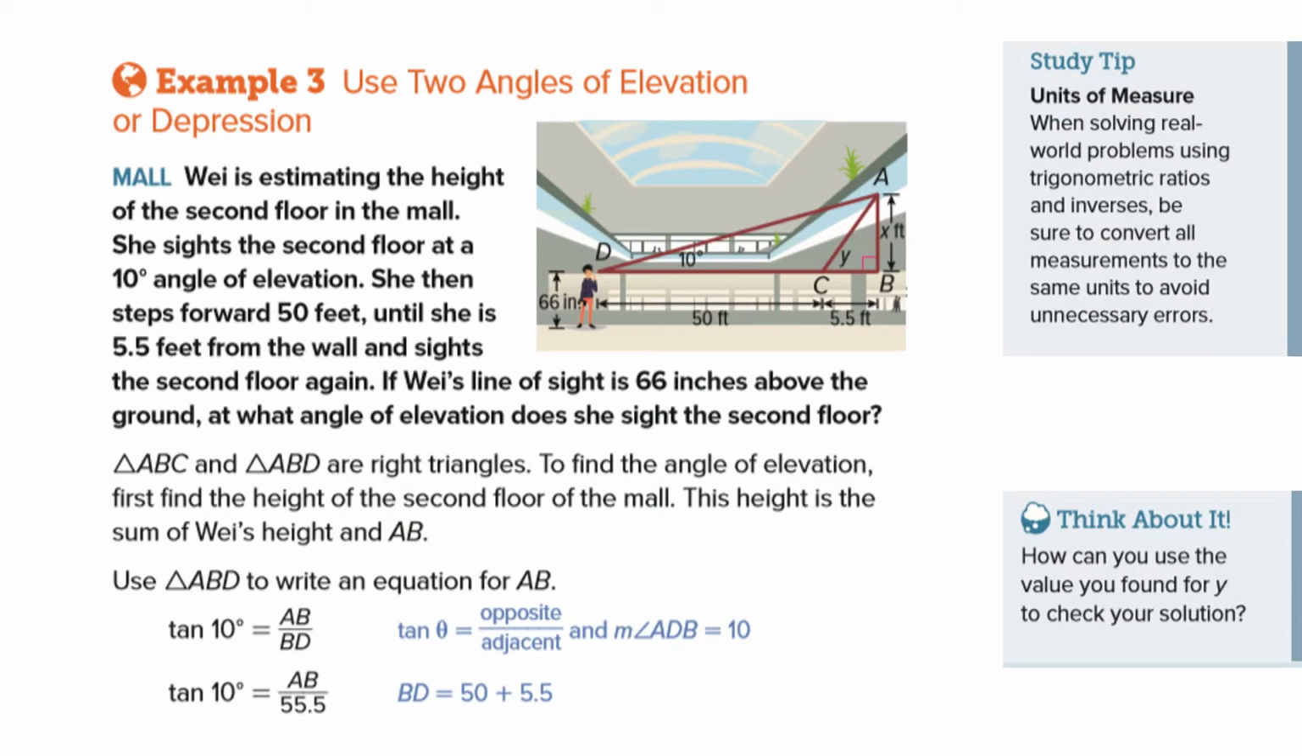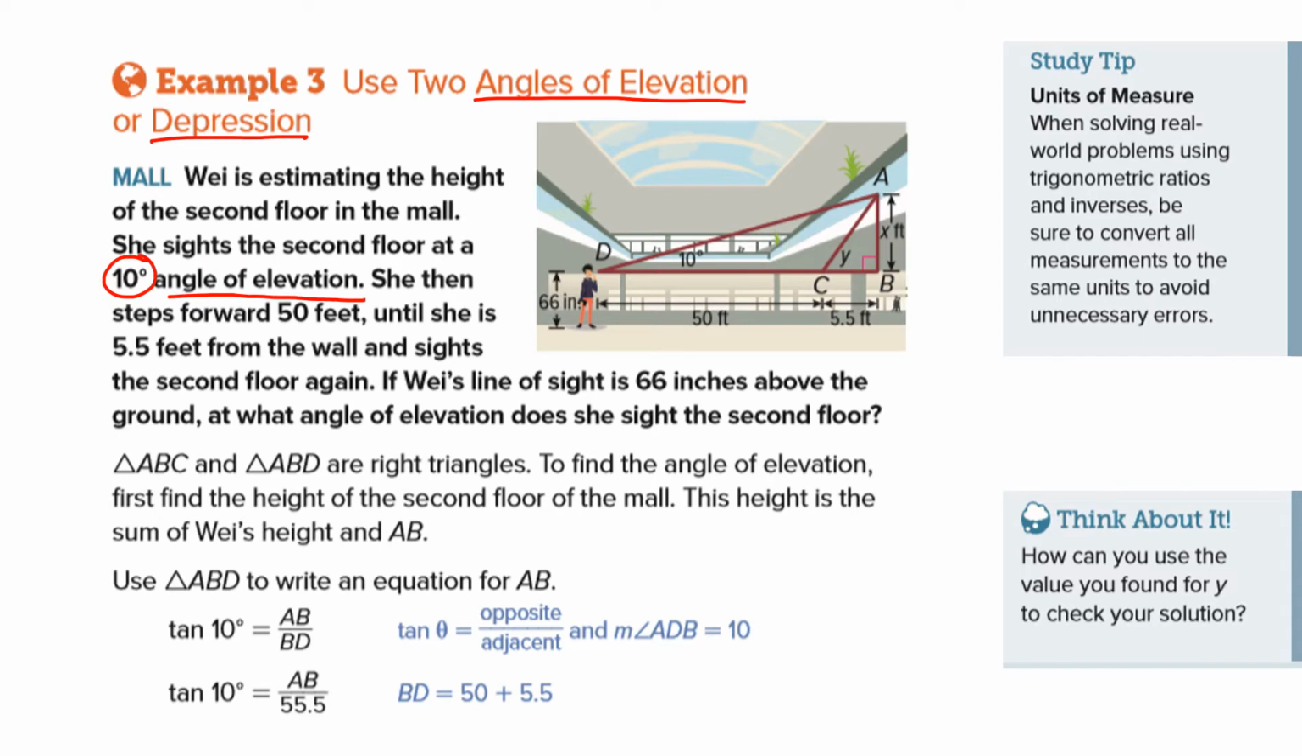So let's look at the first example here, where you are going to use the concept of trigonometry and the concept of angle of elevation or angle of depression to solve the question. So let me read out the word problem for you. Y is estimating the height of the second floor in the mall. She sights the second floor at a 10-degree angle of elevation.